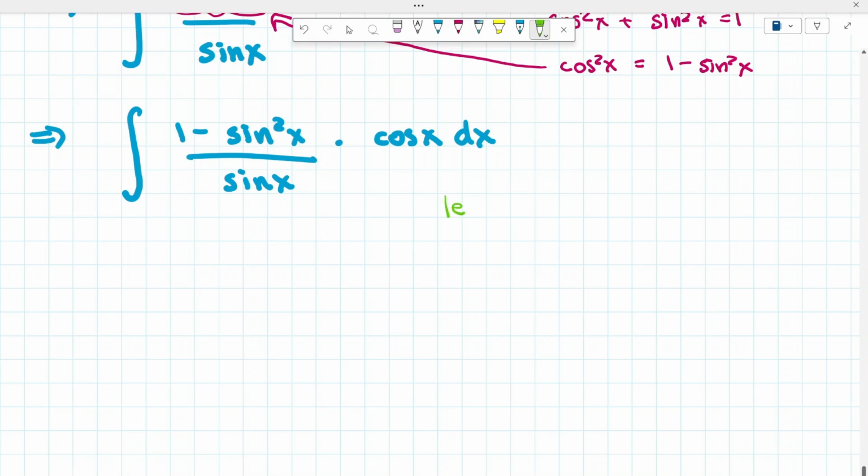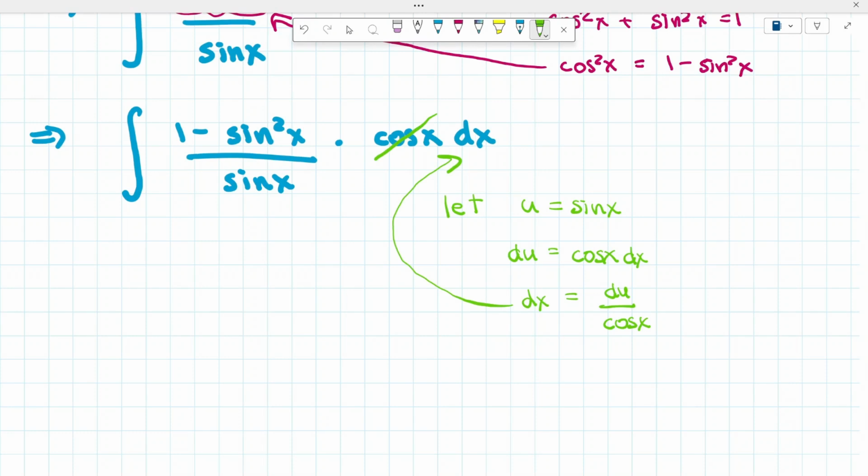So we're going to say let u equal sine x, and then du is the derivative. So the derivative of sine is cos x dx, and we want to isolate for dx, so that means that dx equals du over cos x. So this is great because we can see that when we do this substitution and we put this in for dx, our two coses here are going to cancel out. So what are we left with? We're simply left with the integral of 1 minus u squared over u du.